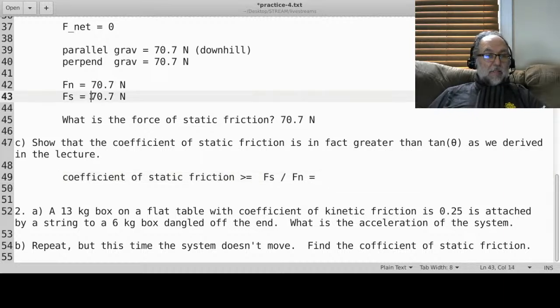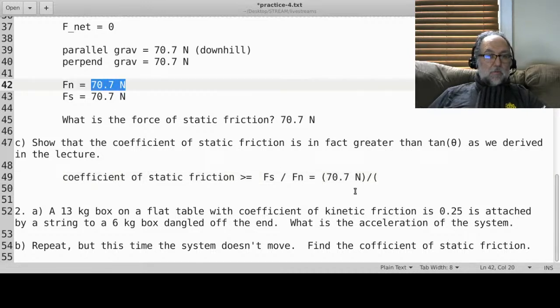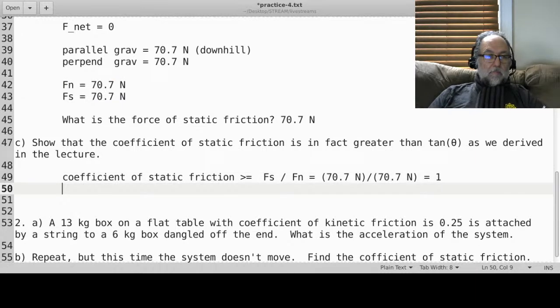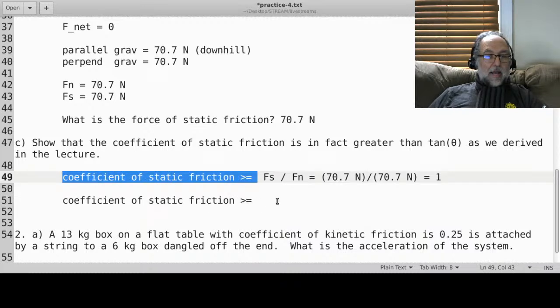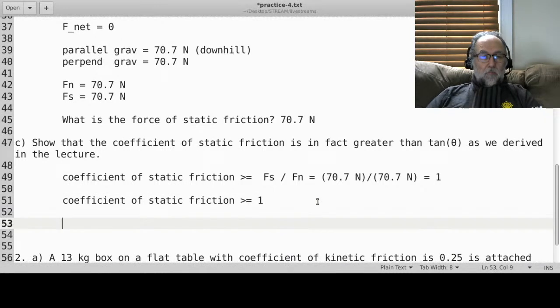Well, it's pretty easy, because static friction was 70.7 newtons and the normal force was 70.7 newtons, like that, and that's equal to 1. And so the coefficient of static friction has to be bigger than 1, like that.